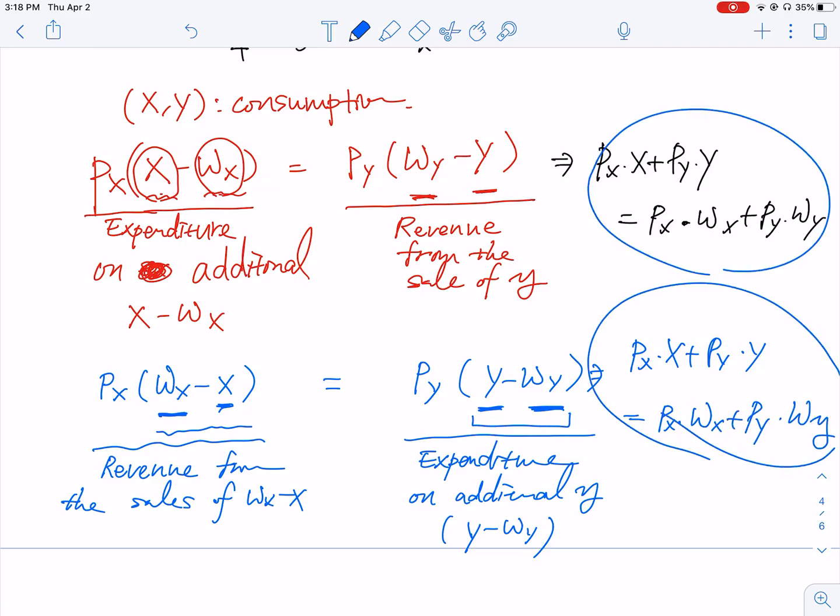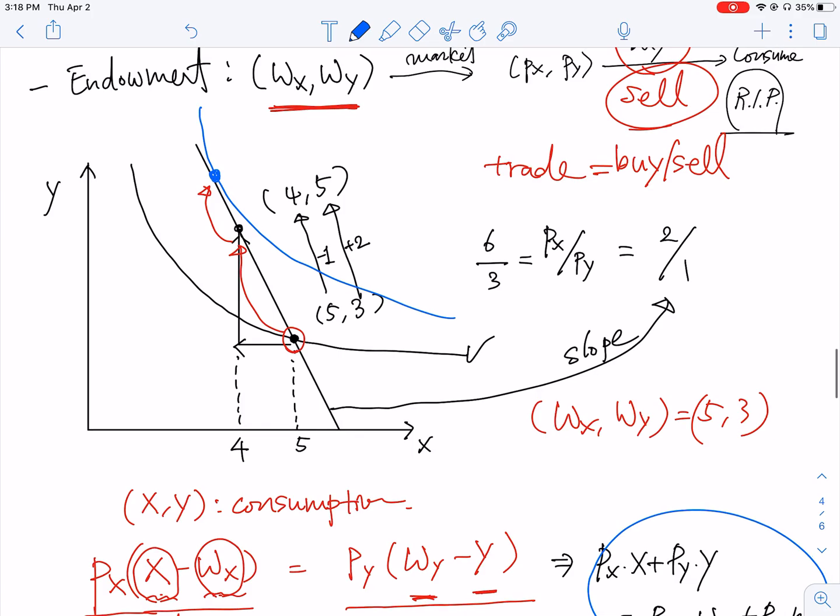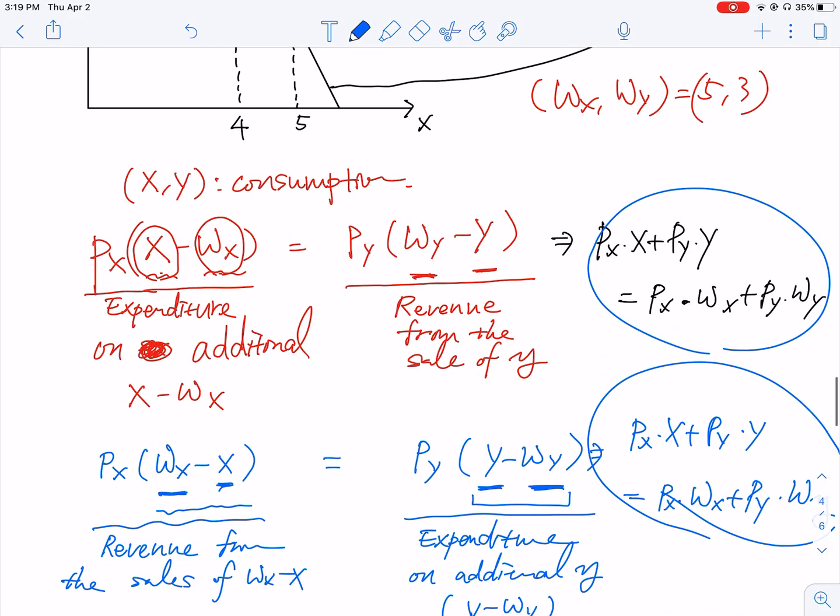All right. So the two things are exactly the same. No matter what, whether you buy X and sell Y, or whether you buy Y and sell X, the budget constraint looks the same. And if you think about the budget line here, that's so natural, right? Because the trade ratio between X and Y remains the same, whether you buy more of X and sell Y, or buy more of Y and sell X. So the equations are the same.